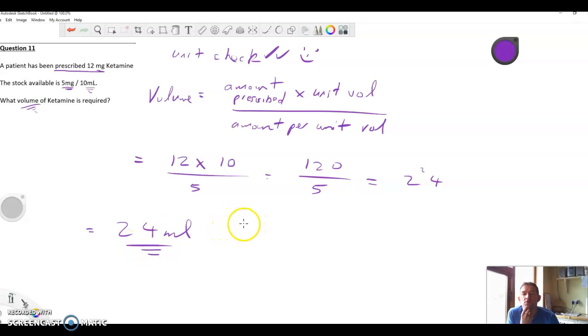24 milliliters is required. Because if you had 10 and 10, so you had 2 goes of this, you'd be up to 10 milligrams. And then another 4 mil would bring you slightly up to 2 extra. Try and think it through that way.